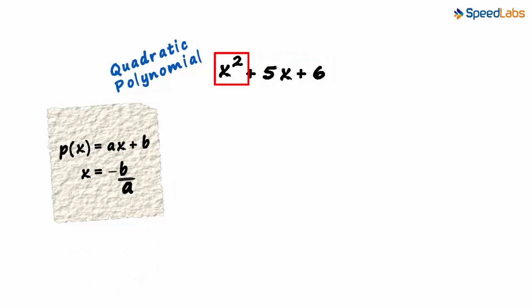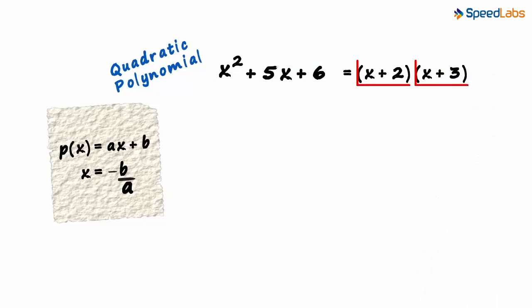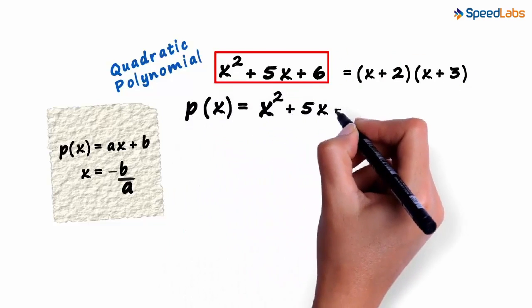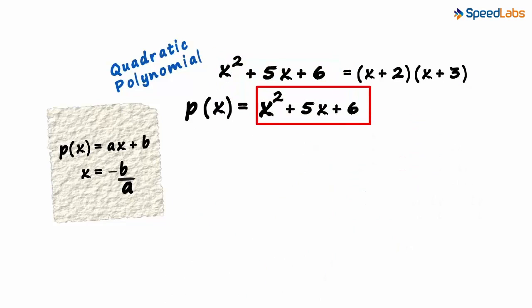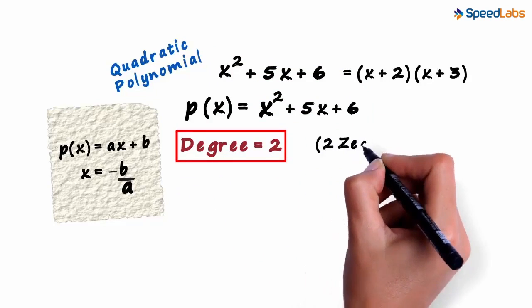X squared plus 5x plus 6 equals x plus 2 multiplied by x plus 3. These are the two factors of this polynomial. We will see why we wrote it down in factorized form. The polynomial is written as p of x equal to x squared plus 5x plus 6. Here, the degree is equal to 2, and the number of zeros of a polynomial is generally equal to the degree. Hence, we should have 2 zeros.